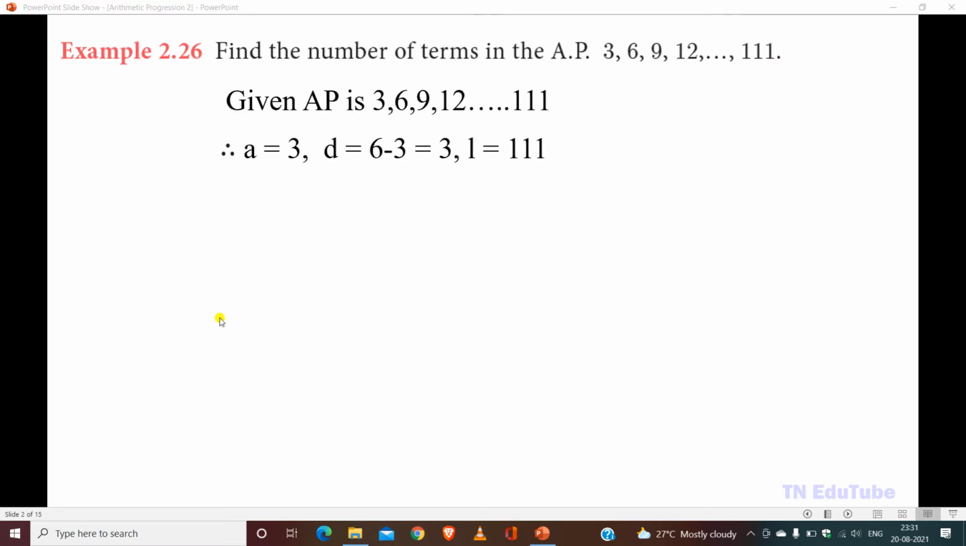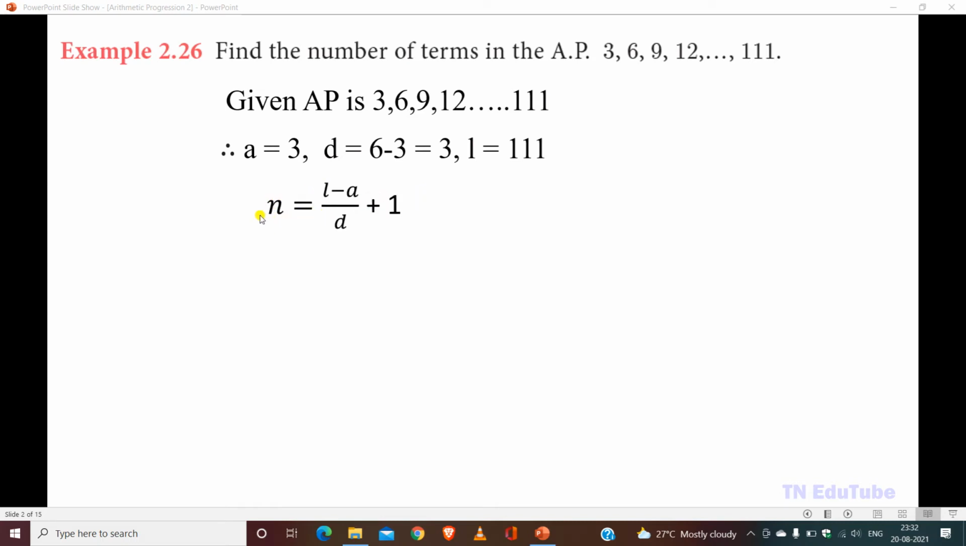111. Here the given AP is 3, 6, 9, 12, etc. 111 is the last term. The value of A is 3 and the common difference is 6 minus 3, second term minus first term, that is 3.